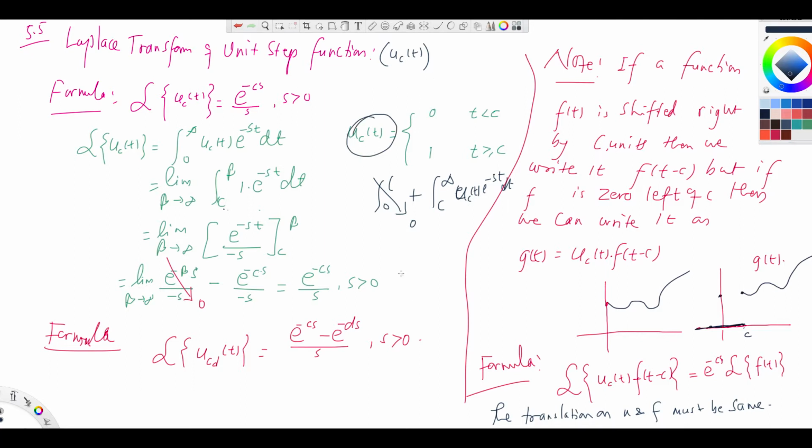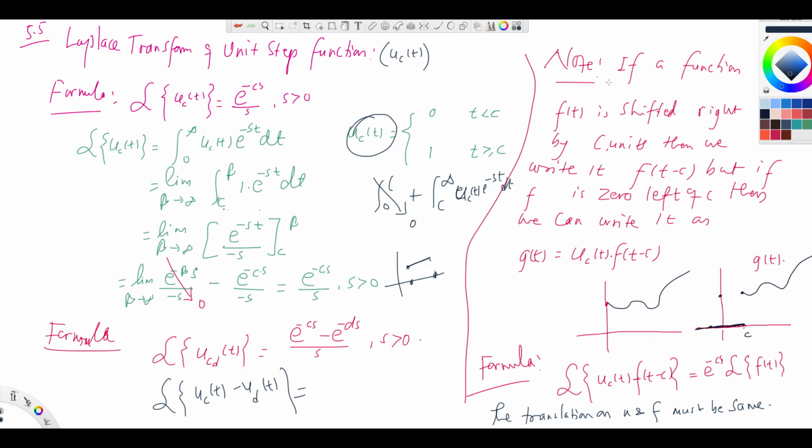But how do you find the Laplace transform of a function that you turn on after a certain time and then turn off? How do you find the Laplace transform of this function, u_cd(t)? Exactly the same way: the Laplace transform of u_cd(t) equals e to the negative cs over s minus e to the negative ds over s. How do I do that? You find the Laplace transform of u_c(t) minus u_d(t), and the Laplace transform of each is e to the negative cs over s minus e to the negative ds over s. That's what you get. So this is the formula for the Laplace transform of u_cd(t).